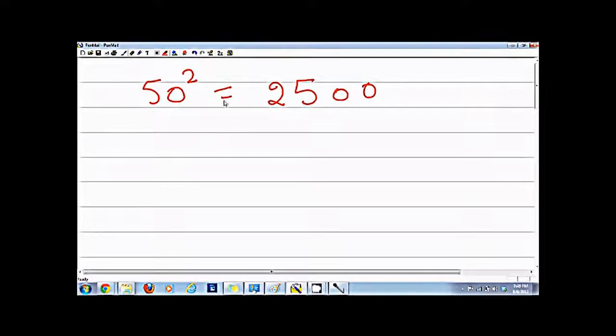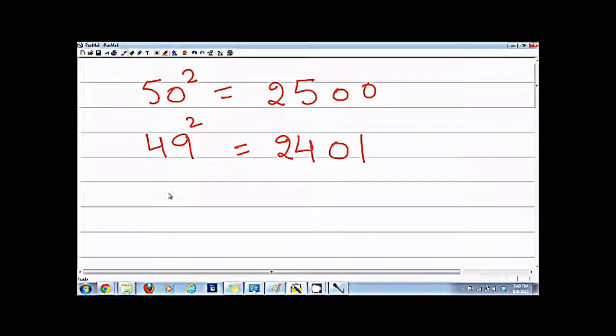Now if I want to take the square of 49, all I will do is subtract 1 from 25, because 49 is 1 less than 50, so I will say 24, and then write the square of 1, which is 1.